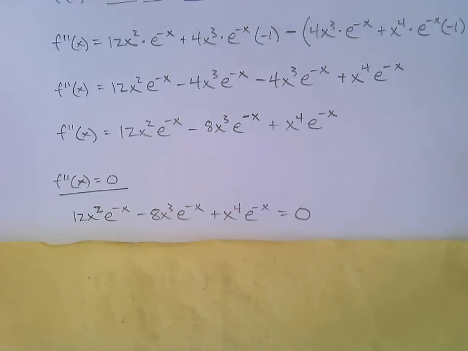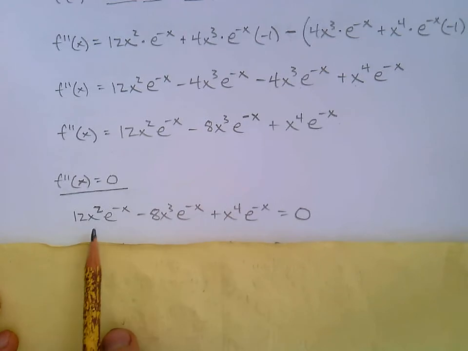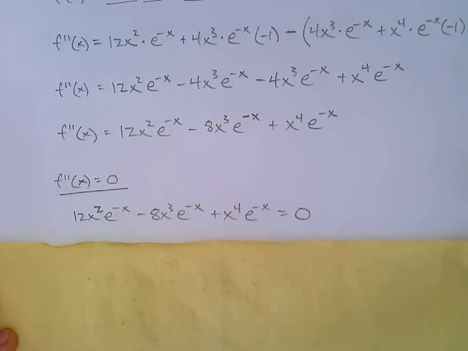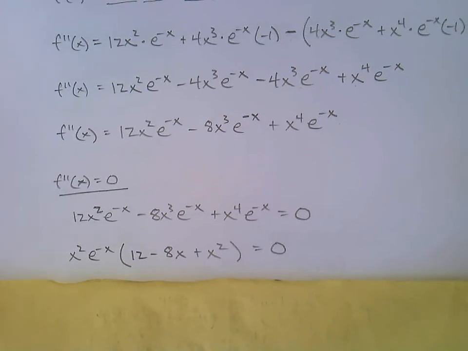All right, think factor. Factor. What do these have in common? Well, they all have e to the negative x. They all have x squared. So let's take out x squared e to the negative x. And already that's looking a lot better. X squared e to the negative x, and it left behind 12 minus 8x plus x squared.